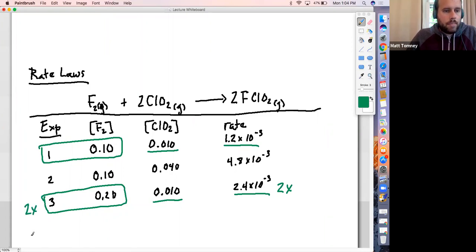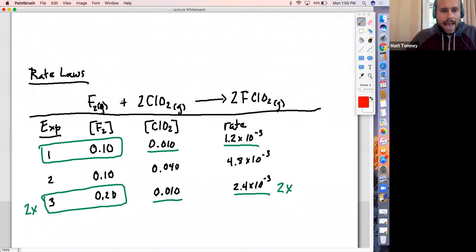Right? So that means that there must be a direct proportionality of fluorine to rate. So every time I double the fluorine, I'm going to double the rate. Every time I triple the fluorine, I'm going to triple the rate. That's the observation that I'm seeing based on this experiment. Is everybody comfortable with that so far? All right. So then, and I'm going to switch colors on you here so you can follow where I'm going.